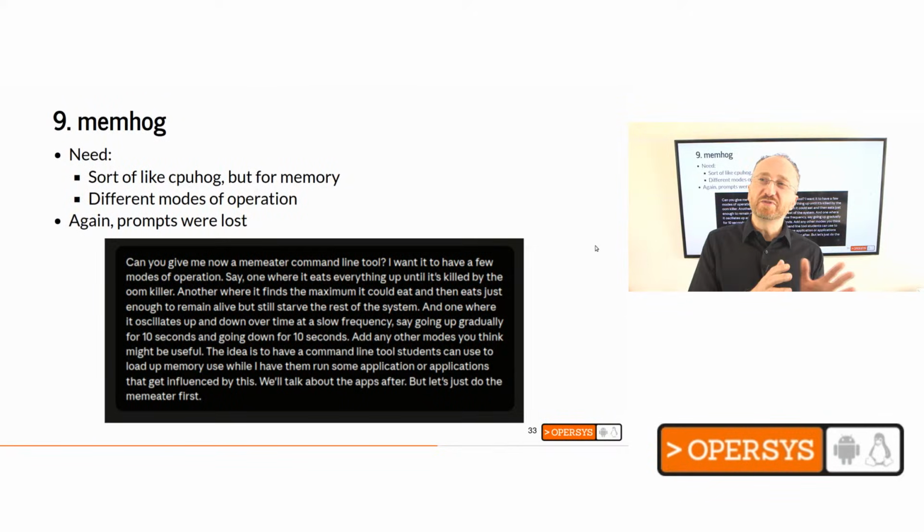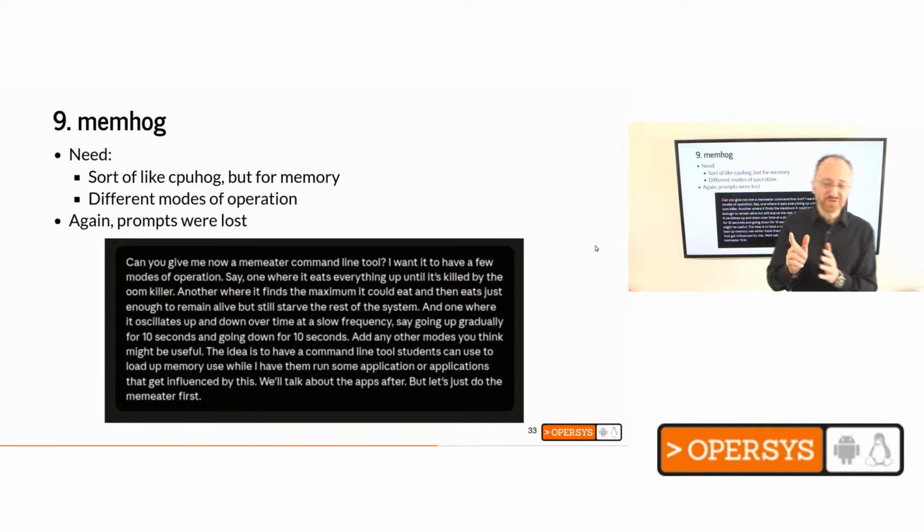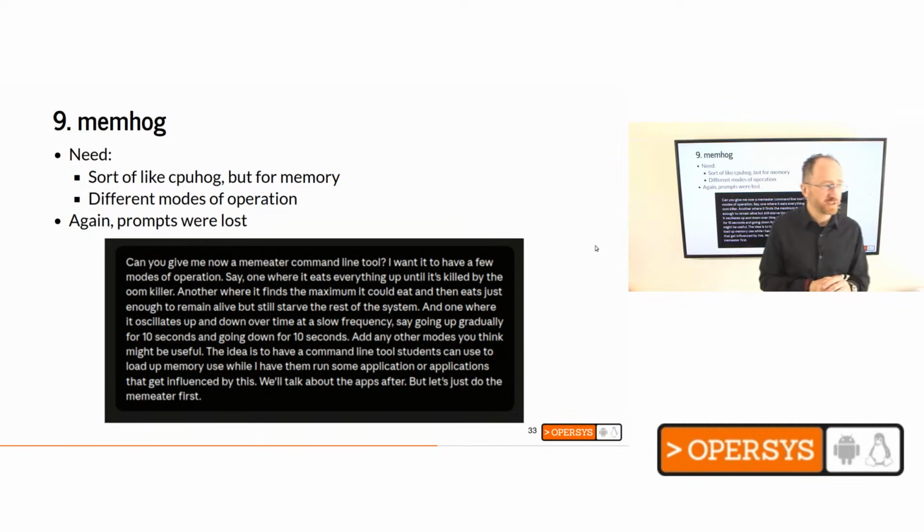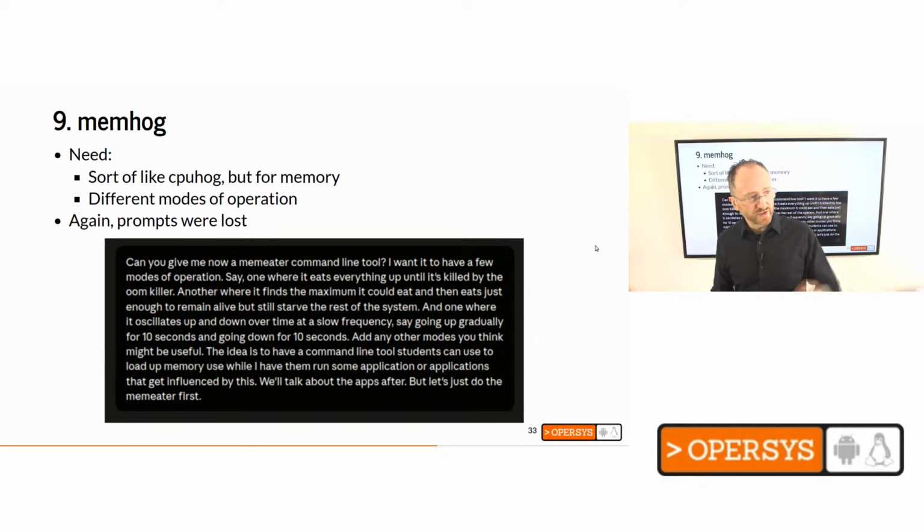Hogging down the CPU is easy. Hogging down the memory is a bit trickier. So I gave it a prompt saying, give me a tool, like the CPU reader thing we did before, but now I want it to hog the memory. This one took many prompts, some of which I think have disappeared, because when I was trying to capture some of this for the presentation, I'm pretty sure I had a long conversation about this with the tool because it wasn't doing what I wanted it to do.